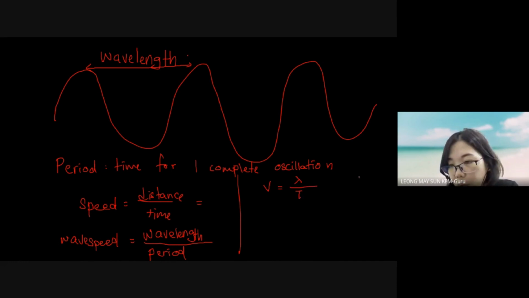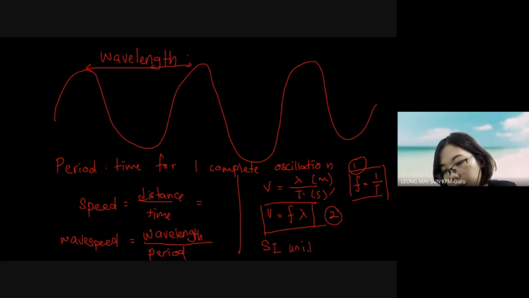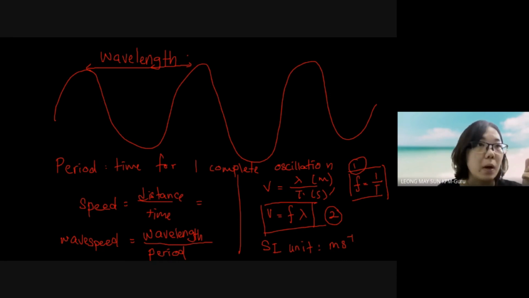Also, the first formula in wave is that frequency is the inverse of period. If you can see, T is at the bottom here and T is at the bottom there. So if I substitute this into this equation, I get v equals f lambda. So v equals f lambda is the formula for wave speed, and this is the second formula in wave. The SI unit for distance is meter and for time is second, so the SI unit for wave speed is meter per second, the same SI unit as for speed.